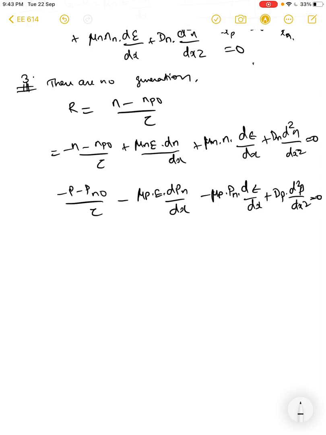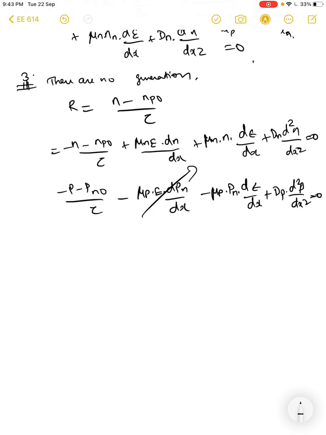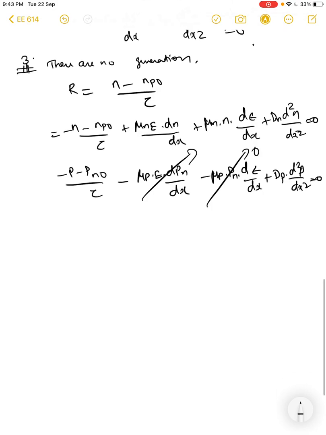Now we are talking about the diffusion of carriers away from the depletion width, right? Under these conditions, the electric field is actually 0, because we previously saw the electric field lies only between minus xp to xn. So the E terms and dE by dx terms go to 0. This gives us a very simplified expression to solve in the p-type region for minority carriers.